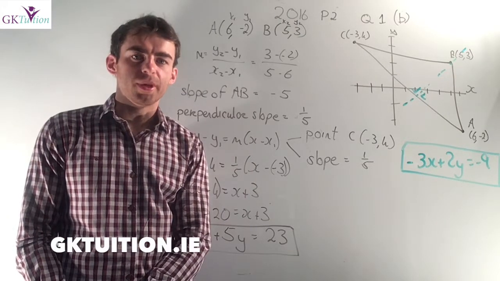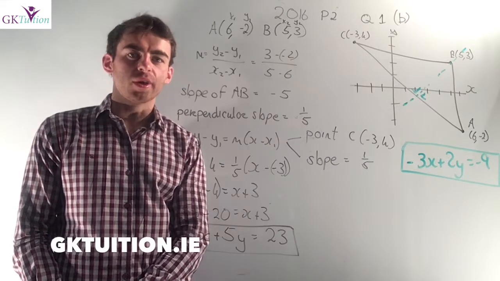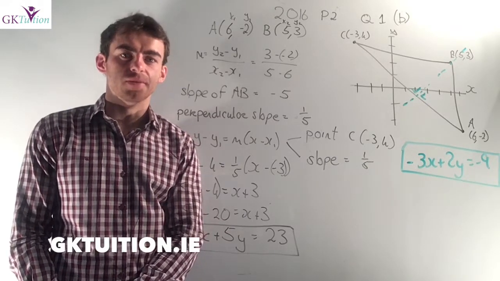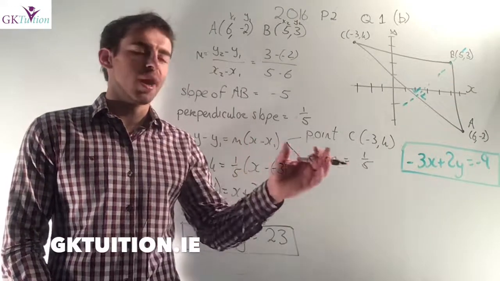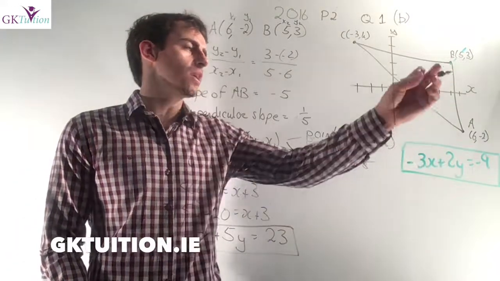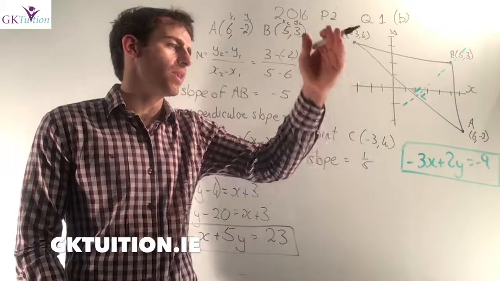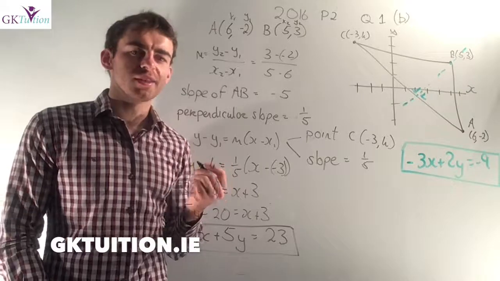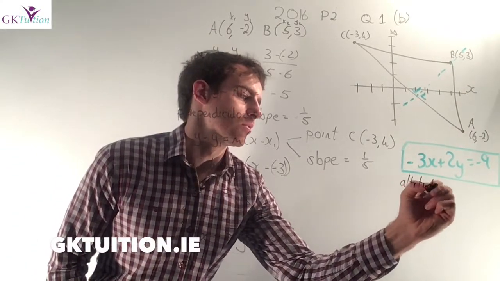Okay, so for part B of this question, we're asked to use our answer to part A to find the coordinates of the orthocenter of the triangle. Okay, so now they've given us a good hint because in part A of the question, we worked out the equation of the line that goes through B and is perpendicular to AC. Now that is called an altitude. So we have worked out one of our altitudes.